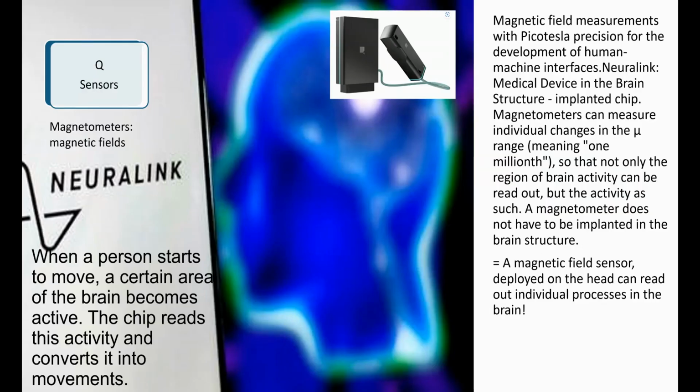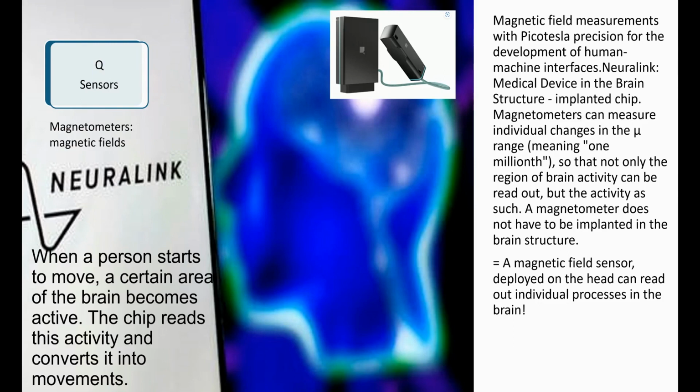So I give you an idea that all of this is not totally out of the box. We saw recently that Neuralink has developed a chip that was implanted in the brain of a patient. And this chip can detect where in the brain an activity happens. And the chip will use that to develop movements.